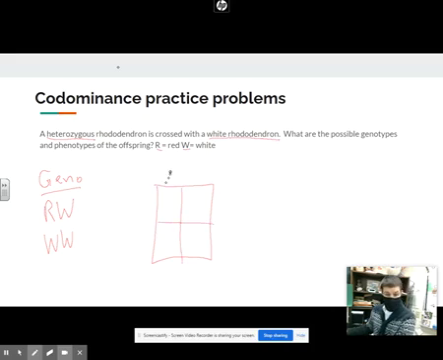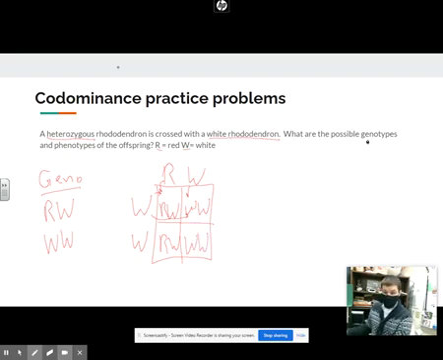And again, depends on however you want to set it up here. We haven't said who goes where, but I'm going to put WW, RW. Fill this out. This R comes down, this W comes over. I'm just keeping it alphabetical here, right? R comes before W. In this square, this W comes down, this W comes over. So we have WW. Down here, we have another RW, and here is WW again.